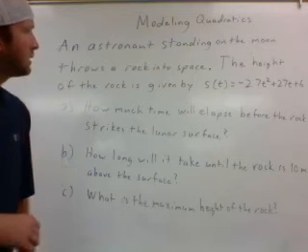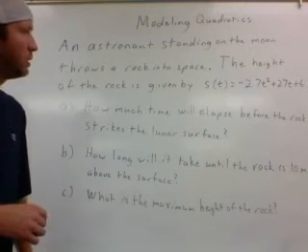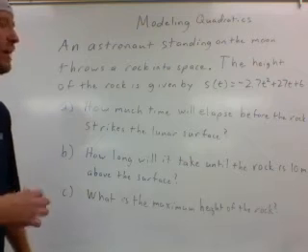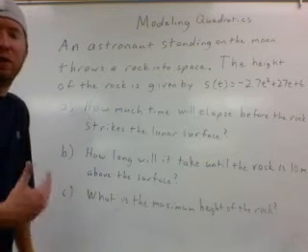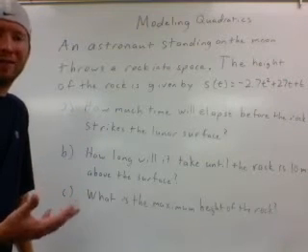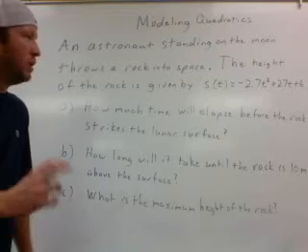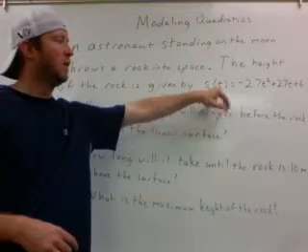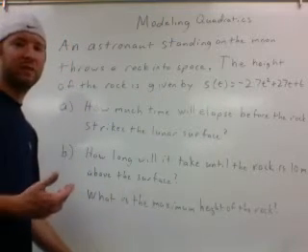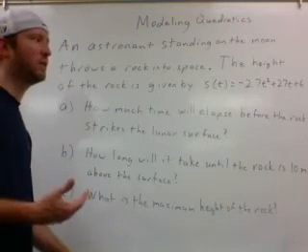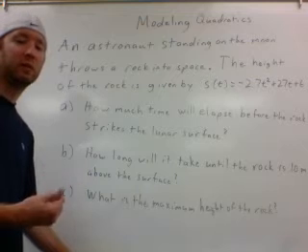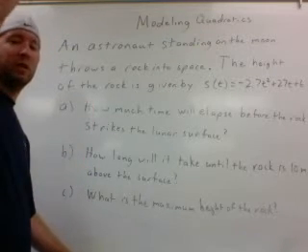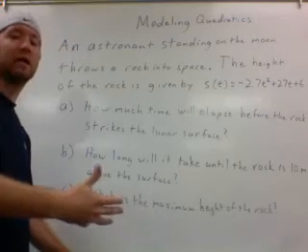It says an astronaut standing on the moon throws a rock into space. The height of the rock is given by S of t. S stands for height in physics; we use S as a height a lot of times for an object. So the height at any given time, that's function notation, S of t, is equal to negative 2.7t squared plus 27t plus 6. Okay? So this is a quadratic equation. You're going to throw the rock up in the air and the rock's going to come back down.